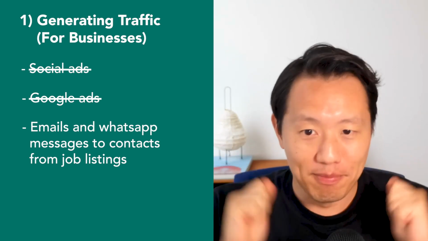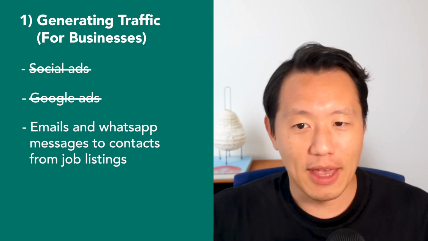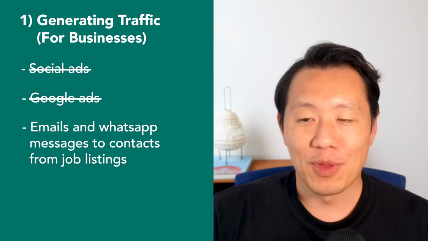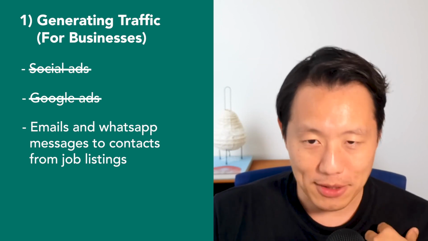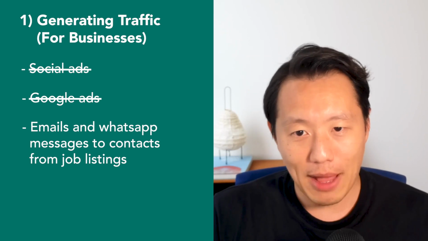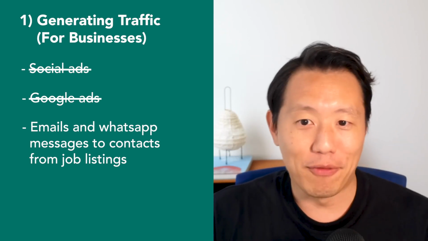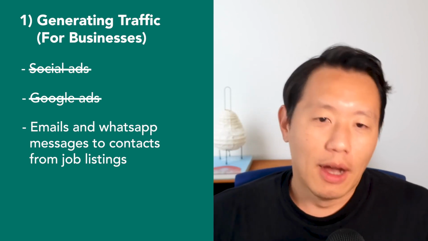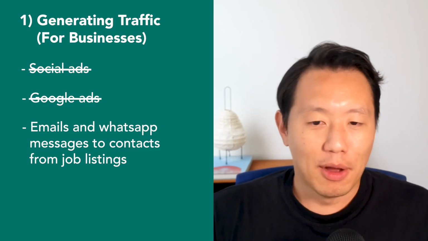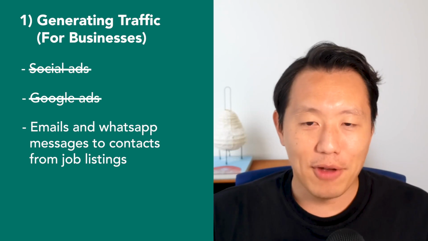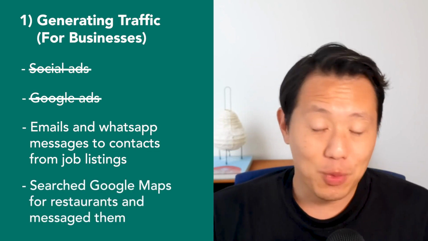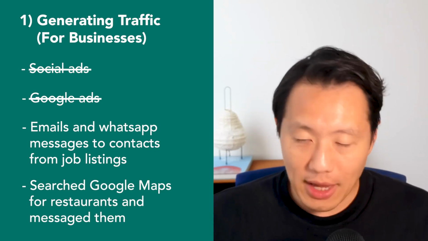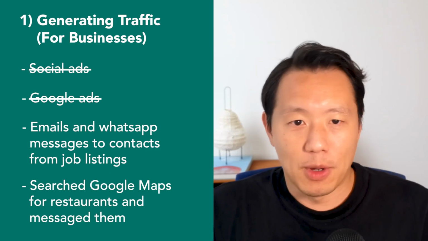But anyway, I generated traffic. And the thing that worked here is that restaurants and businesses that were my target were posting jobs on a job platform. I went and got all of that information, emailed and messaged them, and that turned out to work pretty well. Another thing I did was, most restaurants have contact information on their Google Maps. So I just went through Google Maps and randomly found places, added them all to a spreadsheet, and then again, just contacted them.